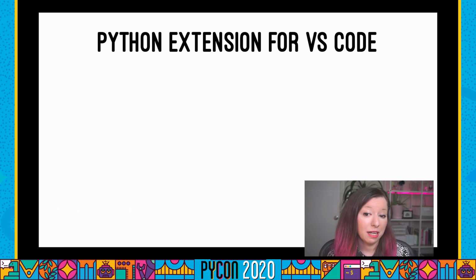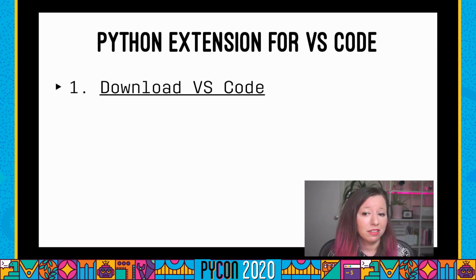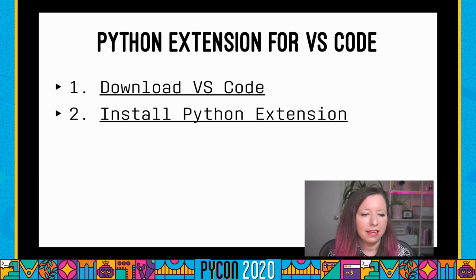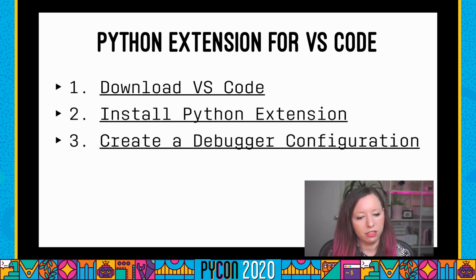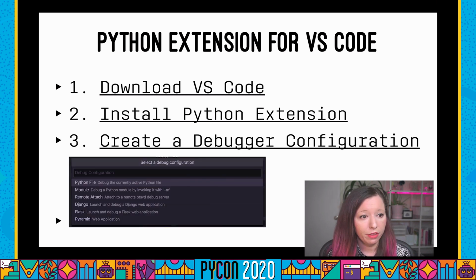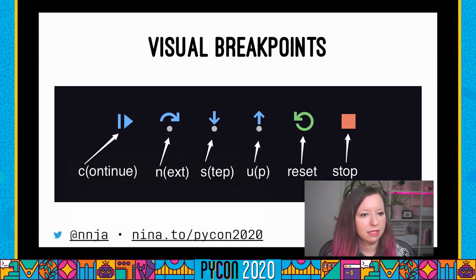There are just a few setup steps that you have to take. Just download VS Code, and VS Code comes really bare bones, which I like, and the power is in customizations. So you're going to need to install the Python extension for VS Code for the best experience, and then create a debugger configuration. Note that these are all links in the slides if you need a little bit more guidance.